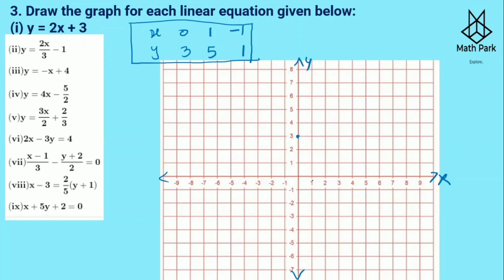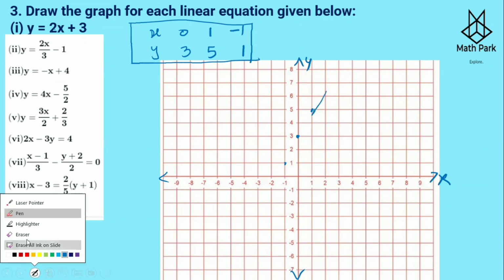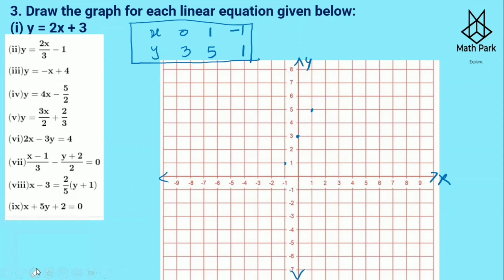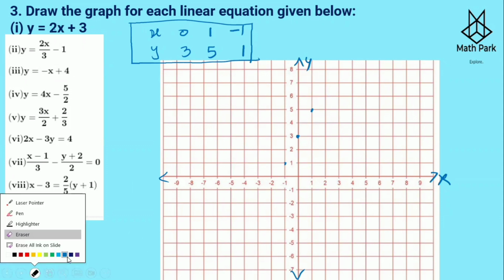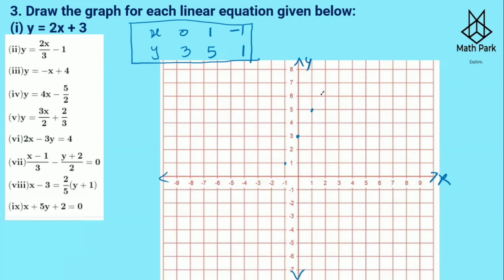Then 1, 5. So 1, 5 is this point. The next point is minus 1, 1. So x is minus 1 and y is 1. So these are the points. So let us draw this line properly with the scale you are supposed to use. I don't have a scale here. So draw with the scale passing through these 3 points. And this is our graph ready, which is y is equal to 2x plus 3.